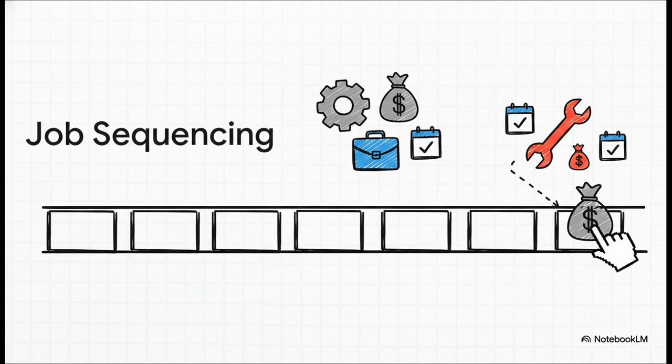You sort all the jobs by profit, highest to lowest. Then you try to schedule them, starting with the most profitable one, in the latest possible time slot that still works for its deadline. That way, you keep the earlier slots free for other jobs.